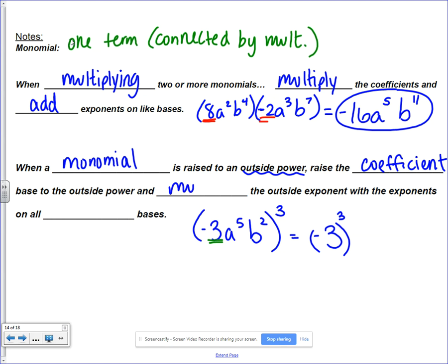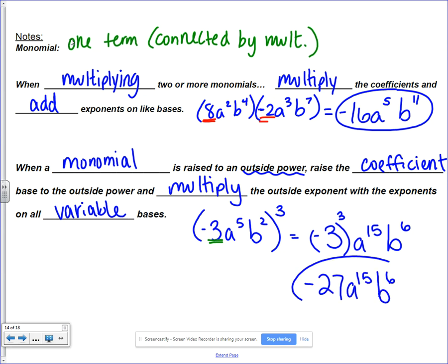Then we're going to multiply the exponents on all of the variable bases. So for example, this a is a variable, isn't it? So you're going to multiply those exponents and you get a to the, and then we're going to do the same thing with the b's and you get b to the 6th power. How we doing here? Doing okay? Last but not least, you just need to use your calculator and tell me what is negative 3 to the third power. Perfect. And that would then be your final answer.